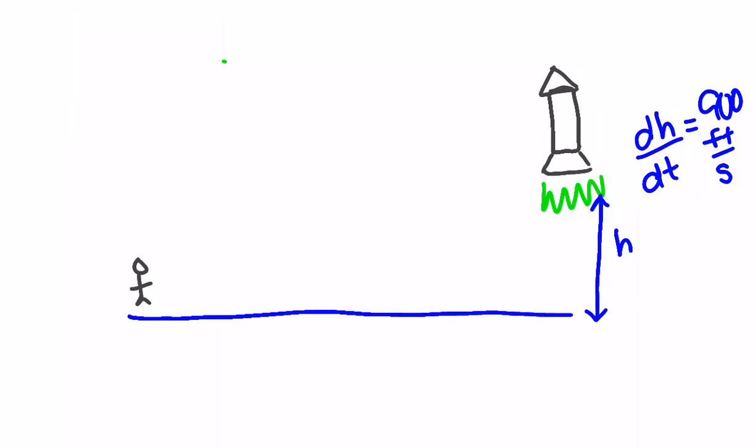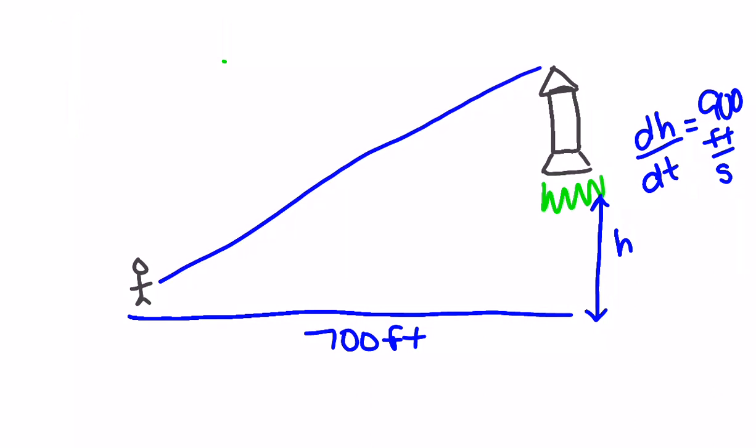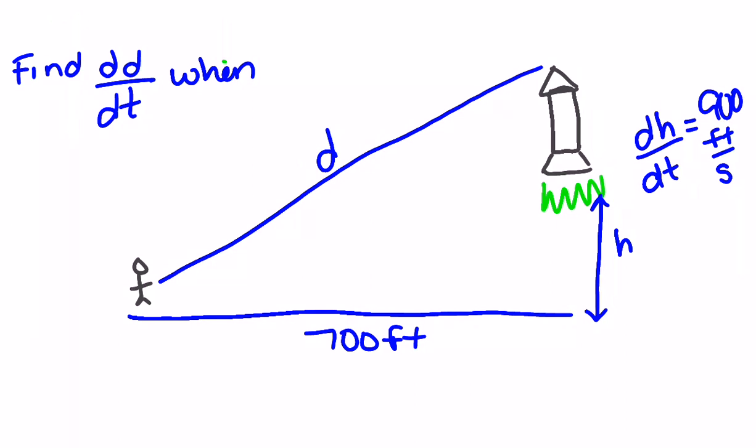Okay, the observer is standing 700 feet away, and that value is not changing. It says, how fast is the observer to rocket distance changing? So we're going to call that d. They want us to find dd over dt at the point when the rocket is 2,400 feet from the ground. So that is when h equals 2,400 feet.